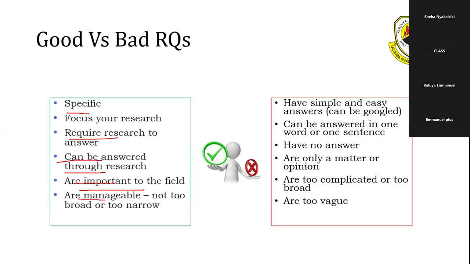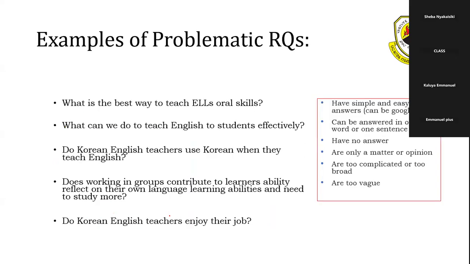It should be manageable, not too broad, not too narrow. So this is something that you achieve together with your supervisor. Here are just some examples of problematic research questions. What is the best way to teach ELS oral skills? What is the best way to teach? This one becomes very, very problematic.